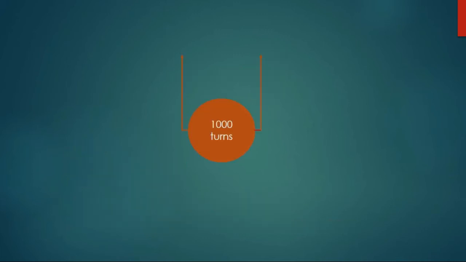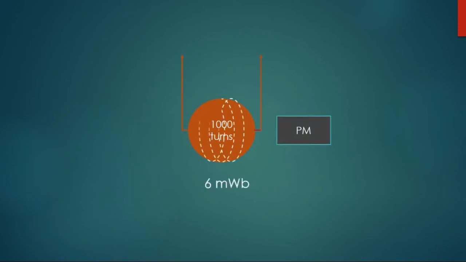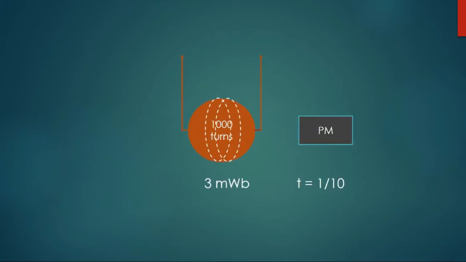Let's take an example. You have a coil with 1000 turns which is surrounded by a flux of 6 milliweber produced by a permanent magnet as shown in the figure. Now the magnet is suddenly moved and the flux inside the coil reduces to 3 milliweber in 1/10 of a second. What will be the voltage induced?